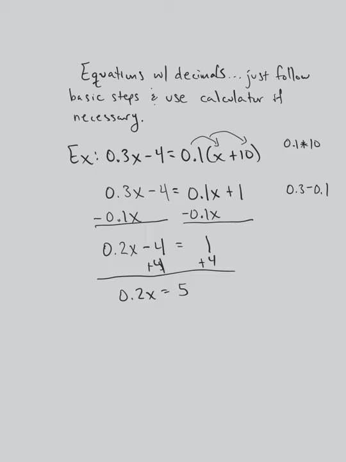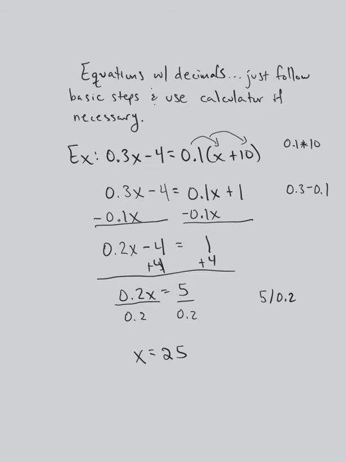And then remember what we need to do next. Now we need to isolate x. The problem is x is being multiplied by 0.2, and so the opposite of multiplying by 0.2 is dividing by 0.2. And again, you might not know what 5 divided by 0.2 is, so you just go over and type it in on your calculator, 5 divided by 0.2, and hit enter, and you'll see that you get 25. And so that looks like it's the answer.